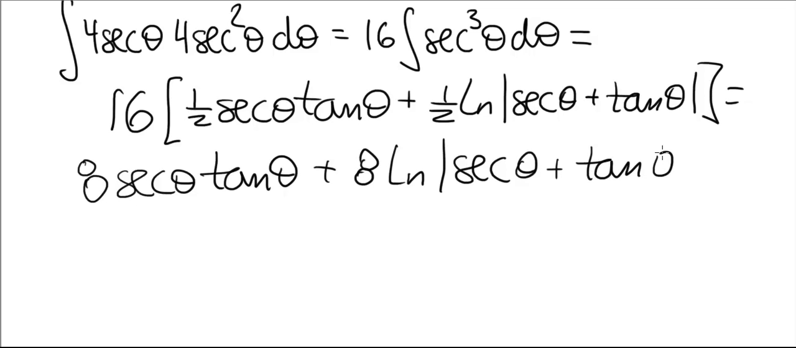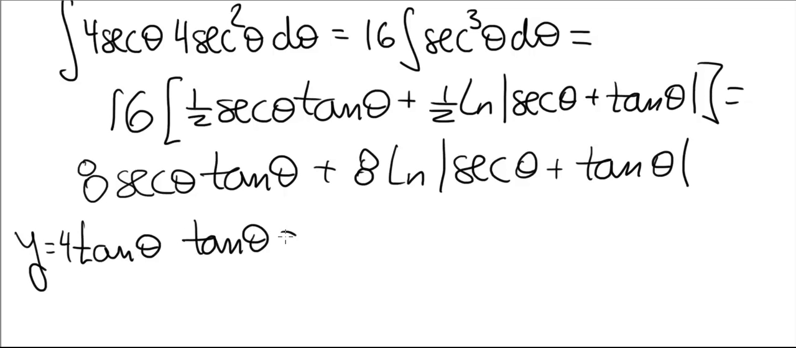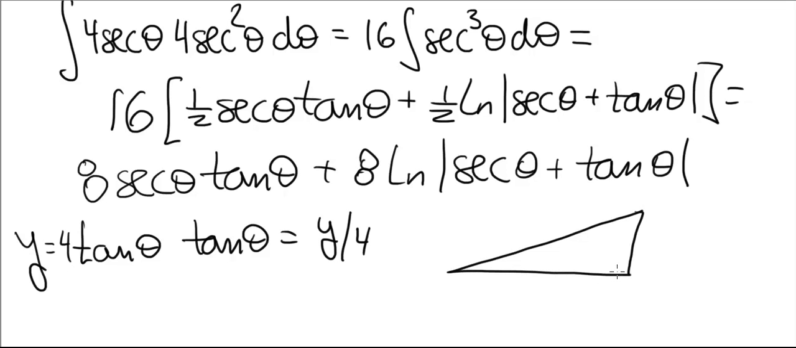But we must leave our answer in terms of variable x. Remember, our substitution was y is equal to 4 times the tangent of theta. So tangent theta is equal to y divided by 4. We draw our triangle to get the rest of the trigonometric functions. So this is theta. Tangent is opposite divided by the adjacent. So opposite is y, adjacent is 4. The missing side is a hypotenuse. By the Pythagorean theorem, this has to be the square root of y squared plus 16.